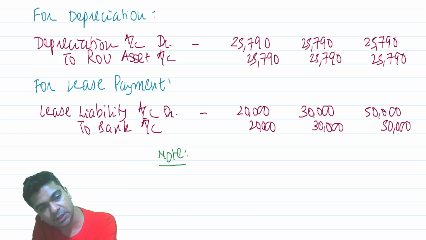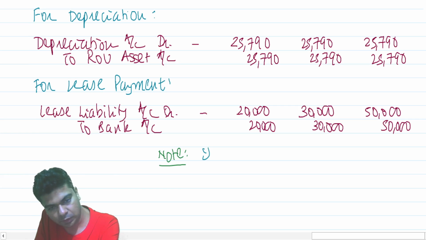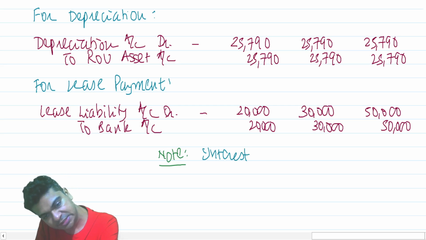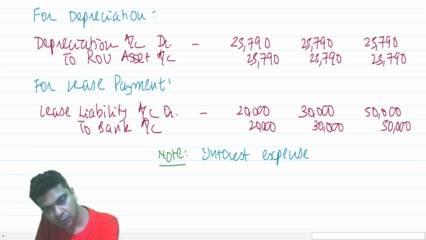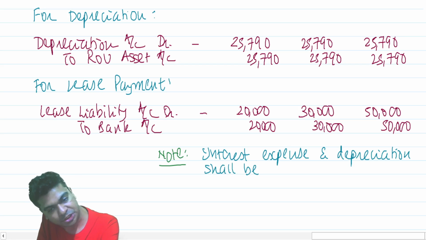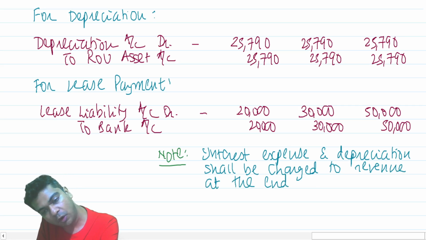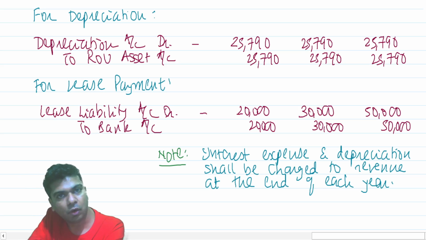So we say as a note at the end, interest expense and depreciation shall be charged to revenue at the end of each year.